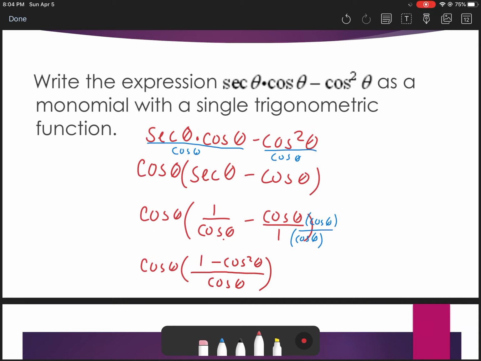Okay, now here, just quickly, I'll show you 1 minus cosine of theta times cosine of theta is going to give us that 1 minus cosine squared of theta. Okay, and now make that a fraction. Notice what I have in the numerator and the denominator. I can simplify this cosine with this cosine, and then what I'm left with is simply 1 minus cosine squared of theta, and remember what that's equal to. That's equal to the sine squared of theta.